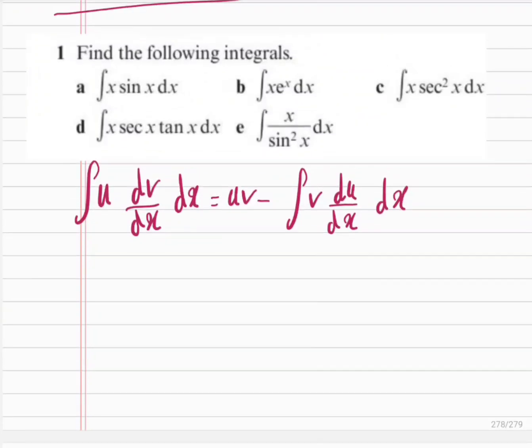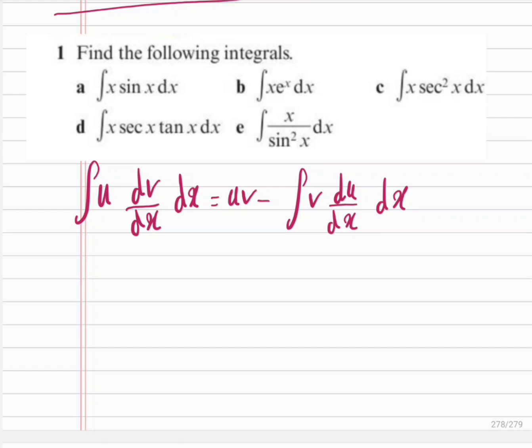Hi everyone, this video is on exercise 11F question 1, and this exercise is about integration by parts. Integration by parts is one of the most powerful techniques that we learn. We normally use it as an alternative to the product rule that we have for differentiation, but it's sort of like the reverse of that.